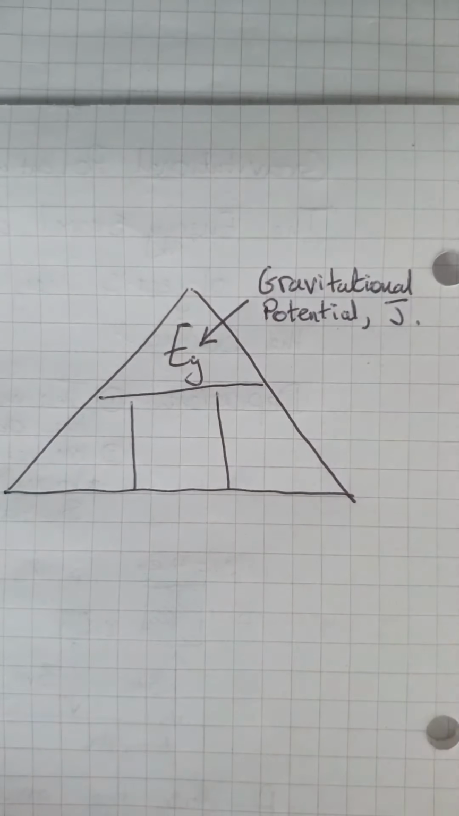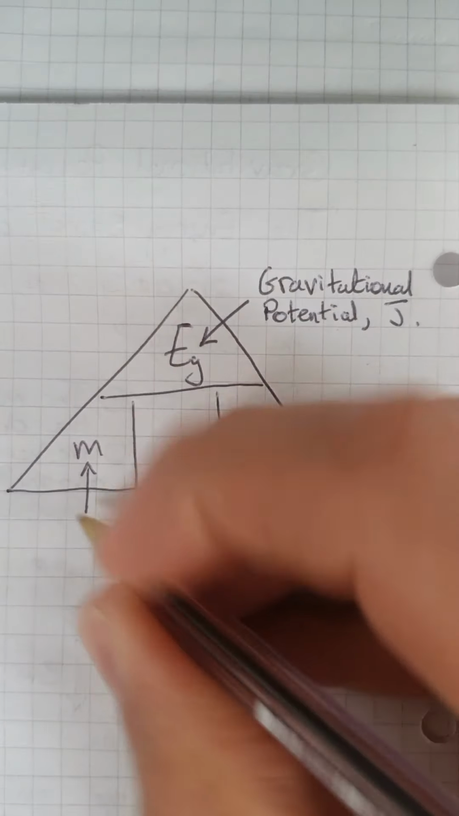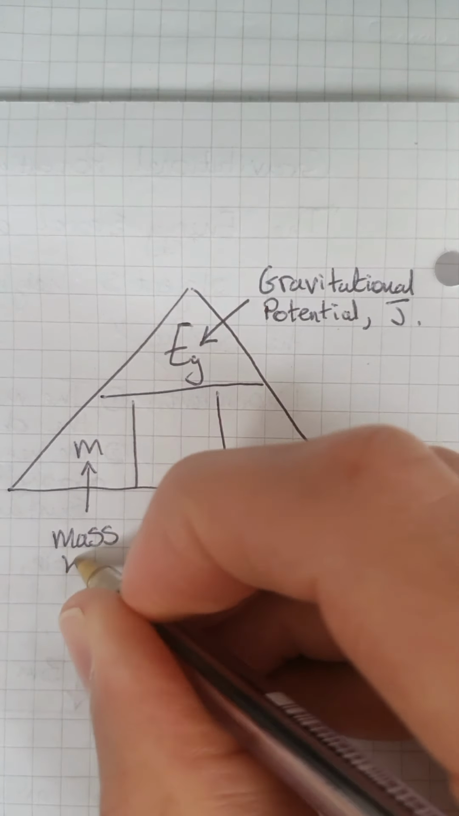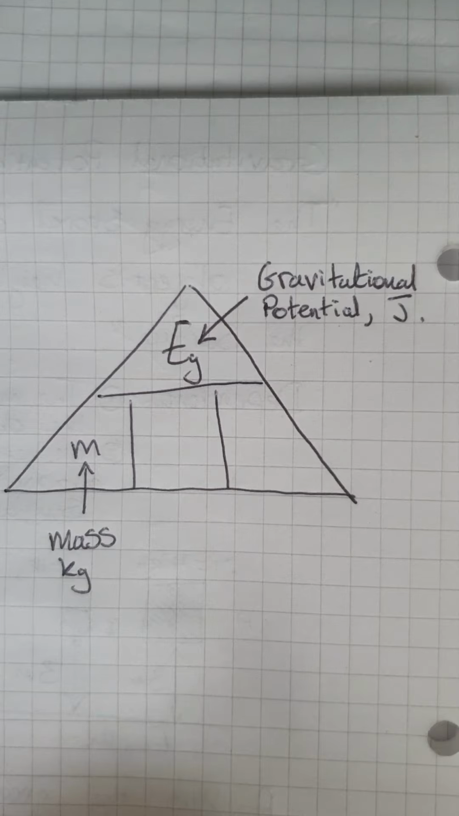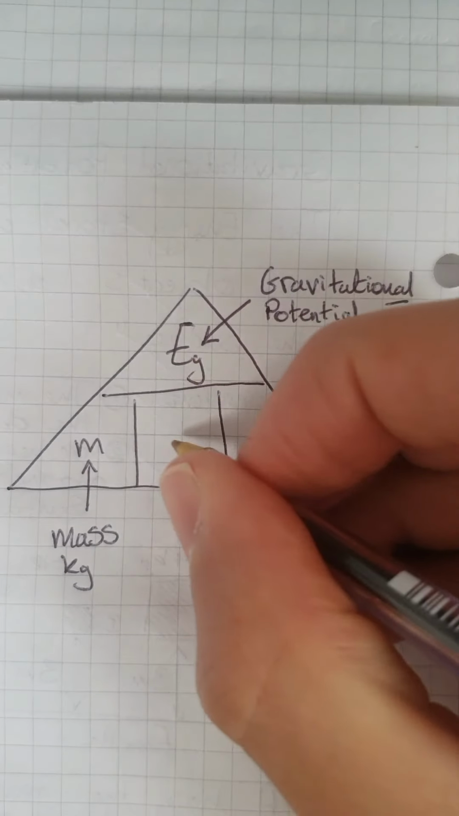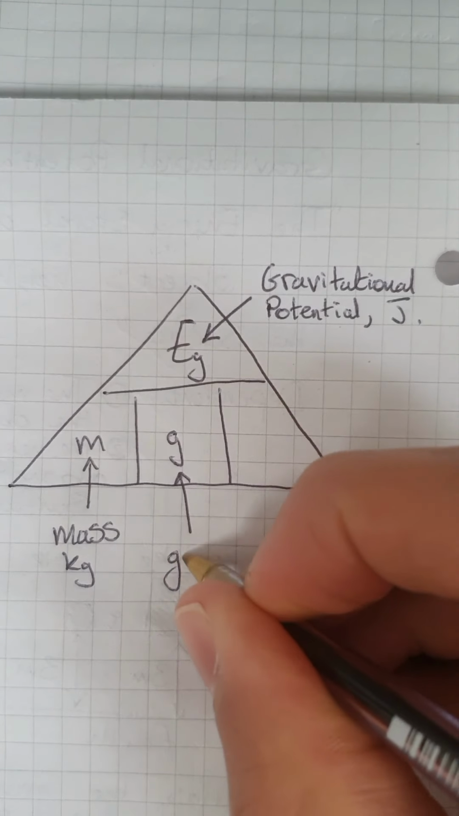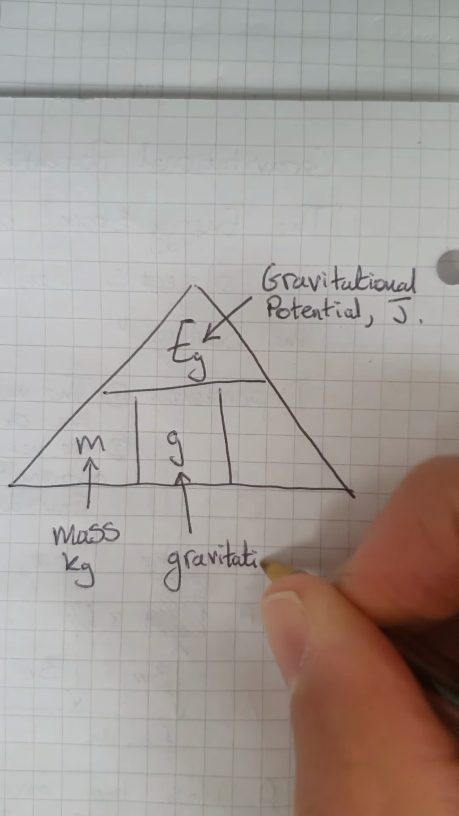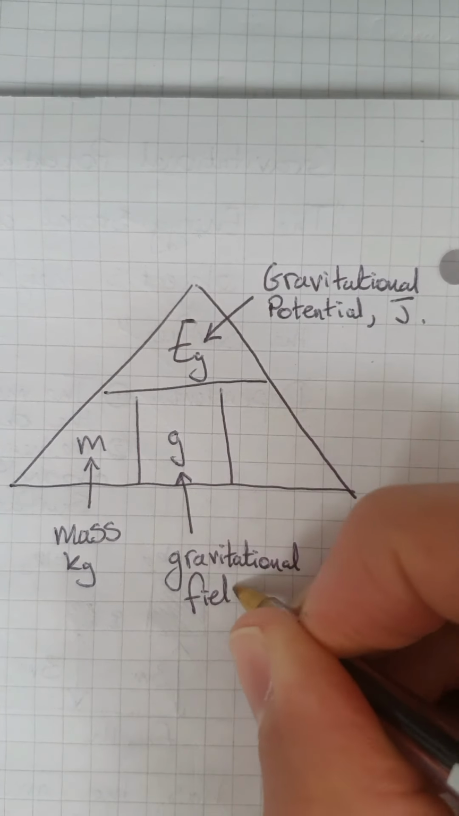Then we're just going to put capital J. All right, we're going to have our mass, which is always measured in kilograms, and we get from grams to kilograms by dividing by 1,000. We have G, which is our gravitational field strength, or our GFS, as I'm going to write it down. And that will be given to you in the question.